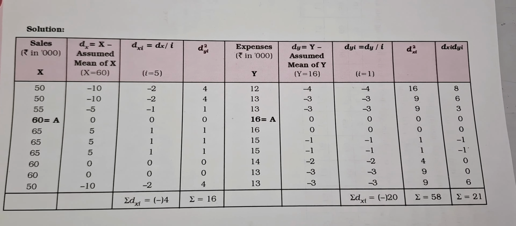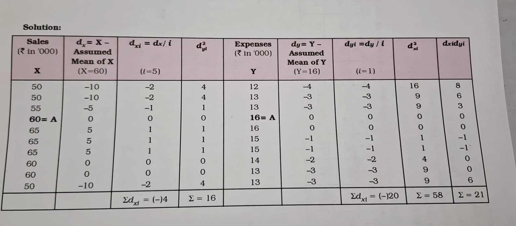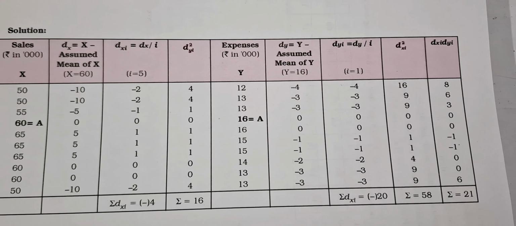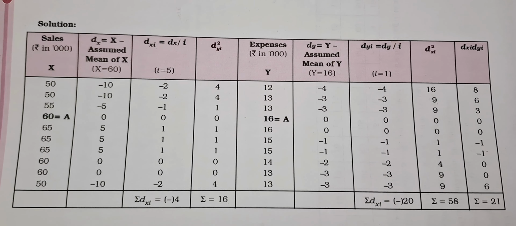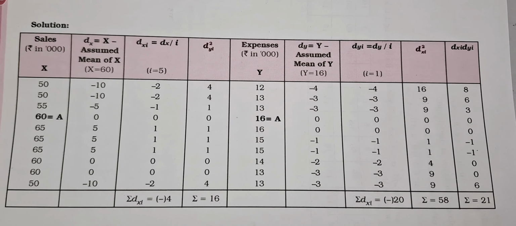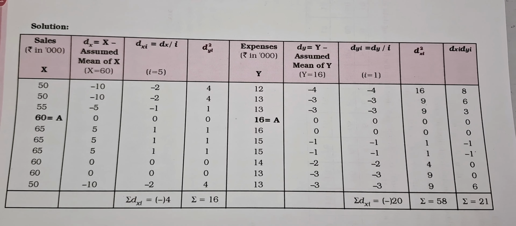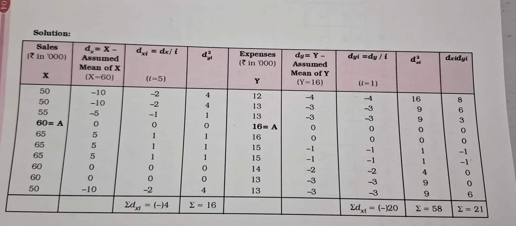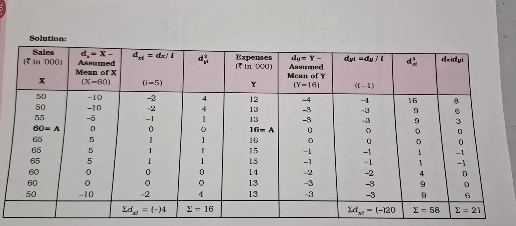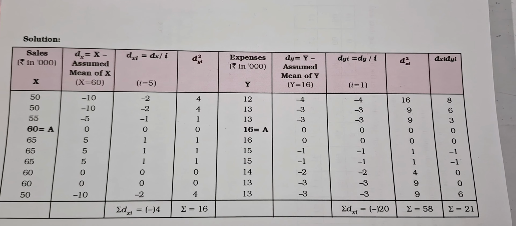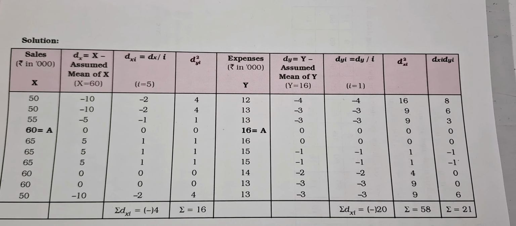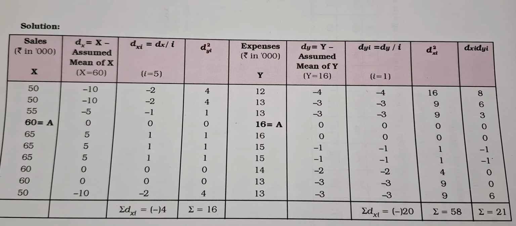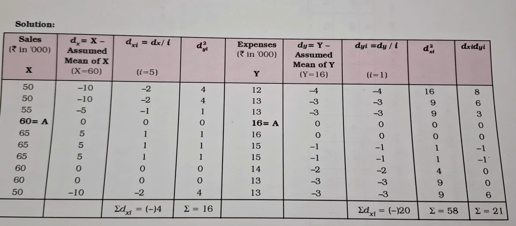Third column, dxi equals dx divided by i. We are choosing a common factor. Here we are choosing 5 as the common factor. So dx, we got minus 10, divided by 5 will be minus 2. Two 5s are 10, we'll cut it off. Minus 5 will be there. Minus 2 will be there. Second step also minus 2. Third step, minus 5 divided by 5 will be minus 1. 0 divided by 5 will be 0. 5 divided by 5 will be 1. Like that, we need to calculate and total it at the bottom. Summation of dxi equals minus 4. Our answer is in negative form there.